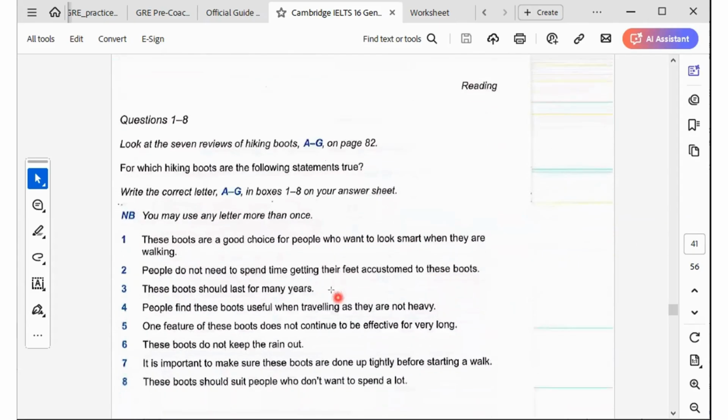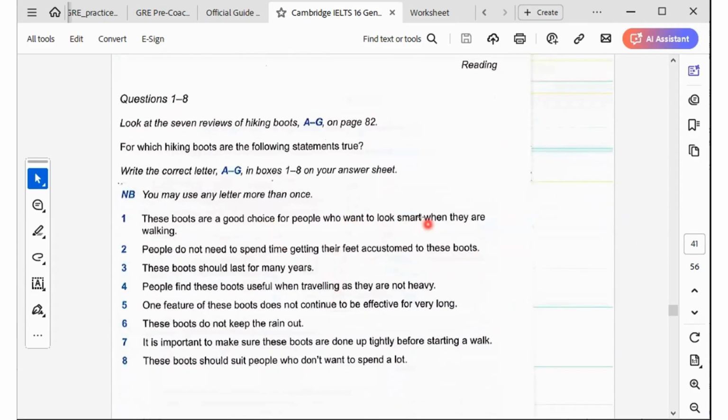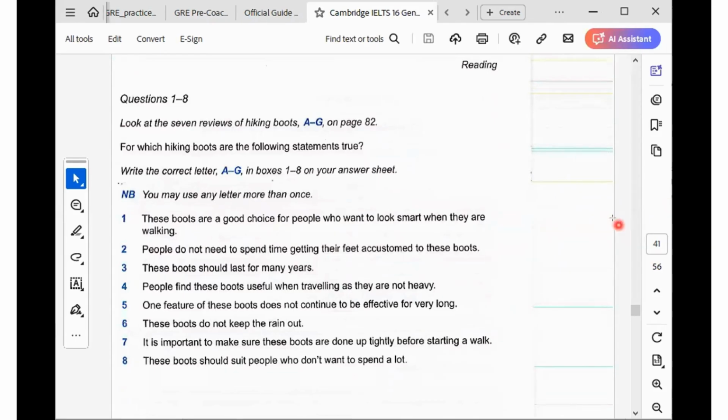That's the meaning of style conscious. Style conscious: people who want to look smart. Number 1 is going to be D. Okay? Then let's move on.